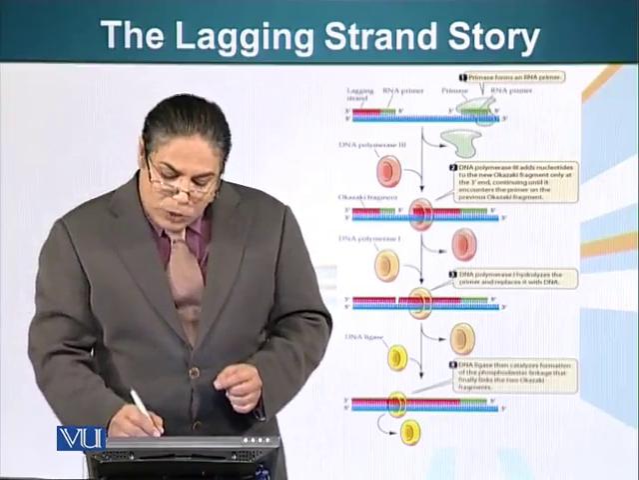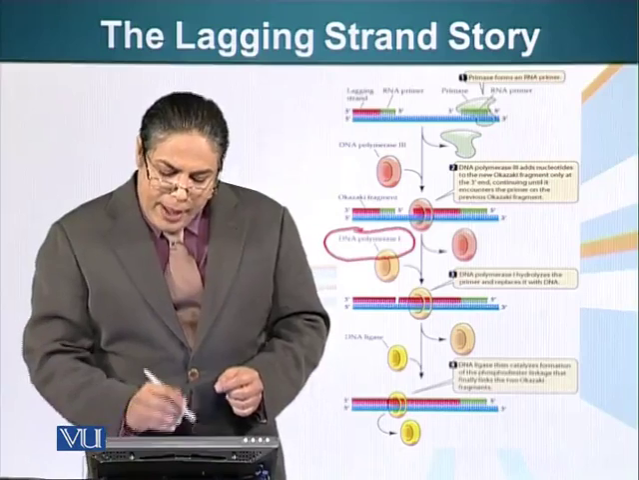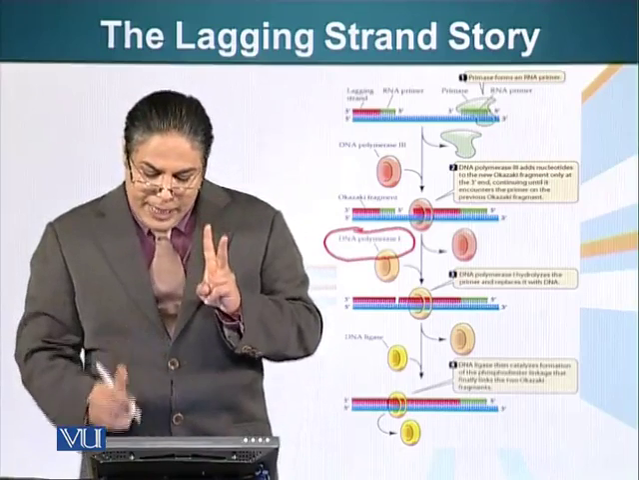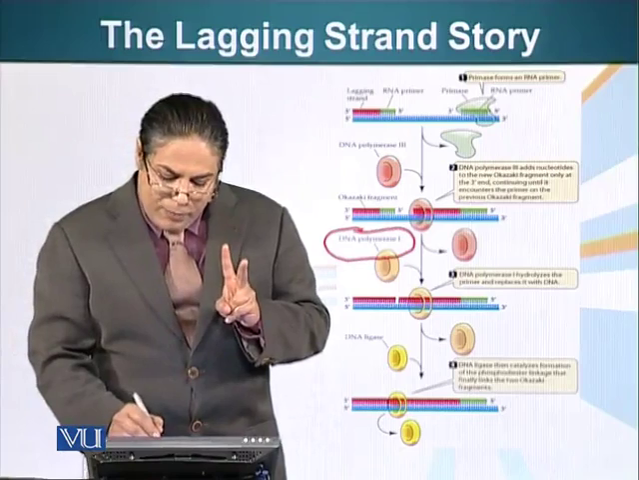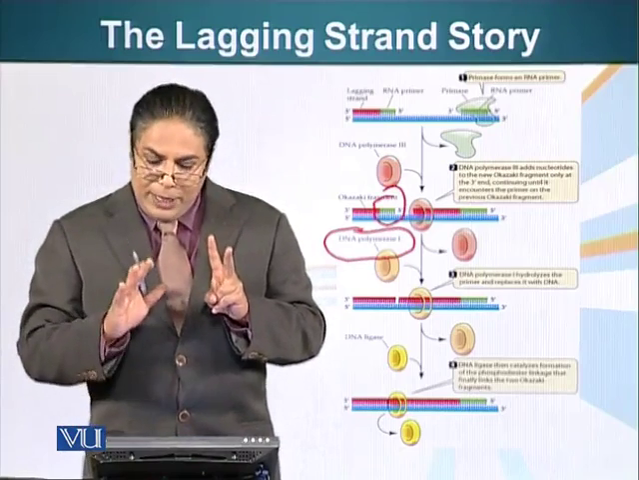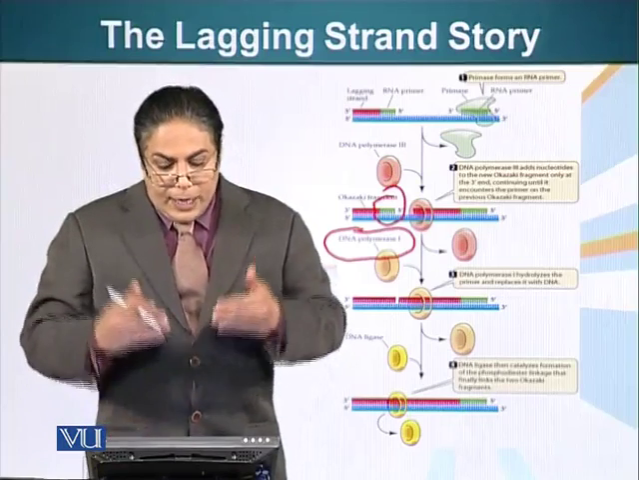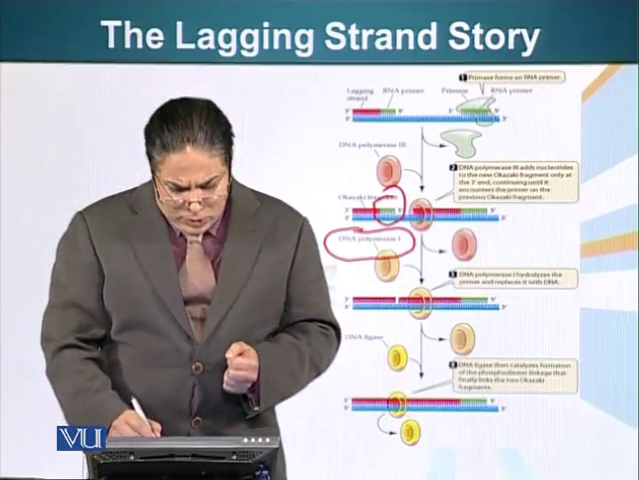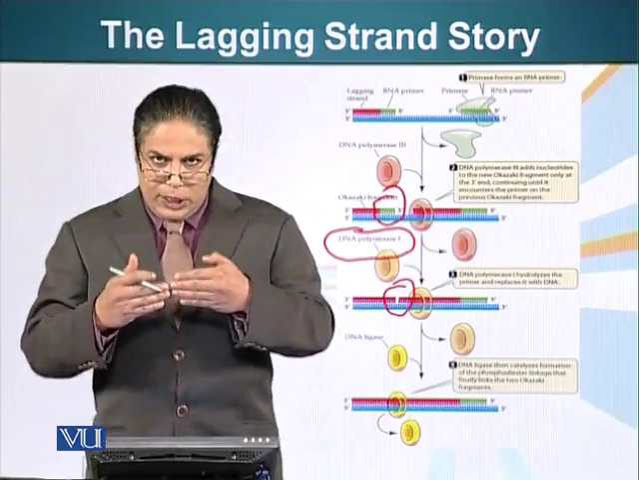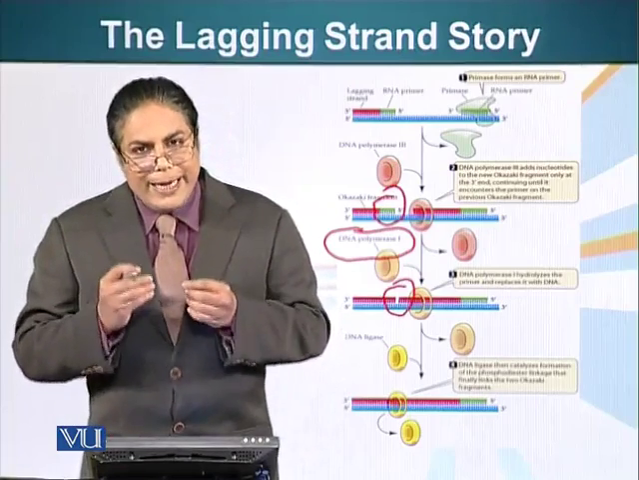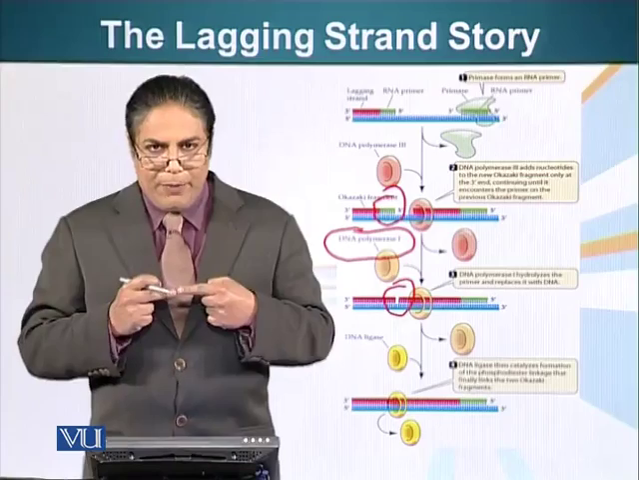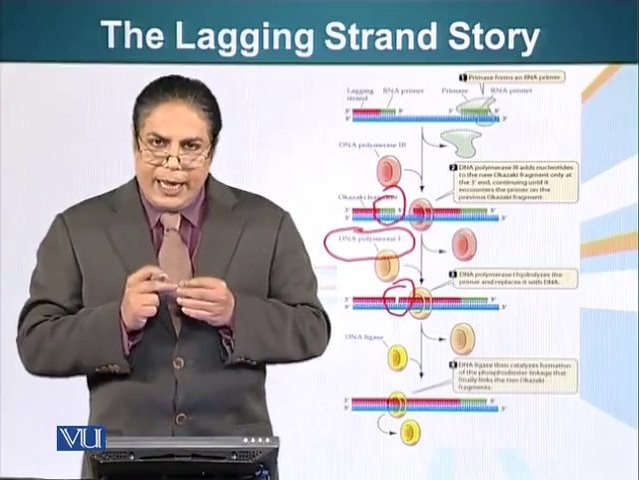DNA polymerase 1 comes in and it has 2 activities. It will remove the RNA primer, which was made initially by primase. It will remove that primer and also extend the DNA. So now the 2 DNA fragments, as you can see on the screen, are adjacent to each other. However, there is a gap between these 2 DNA fragments. We need to seal that gap.